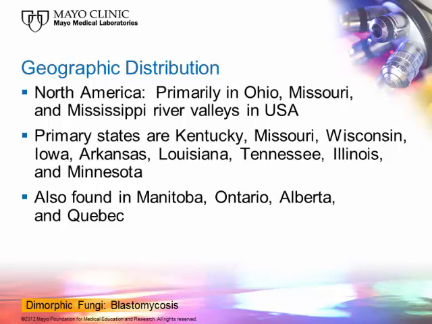The geographic distribution includes North America, primarily the states that include the Ohio and Mississippi River valleys. And the primary states where you see it the most often are Kentucky, Missouri, Wisconsin, Iowa, Arkansas, Louisiana, Tennessee, Illinois, and Minnesota. It's also found in Canada in the provinces of Manitoba, Ontario, Alberta, and Quebec. So it's seen primarily in North America. However, it is seen in other parts of the world.